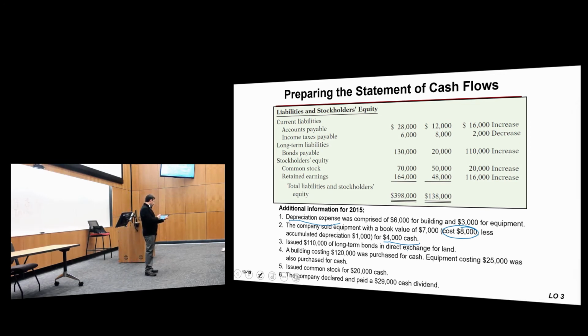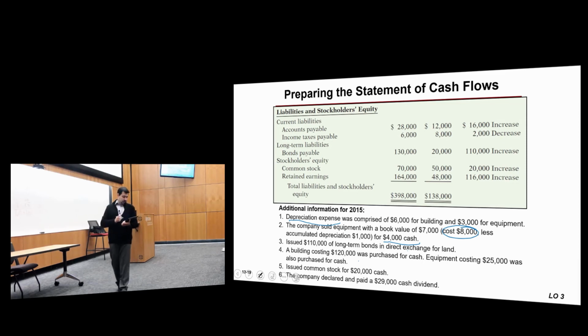Later on, you have, for example, a building costing $120,000 that was purchased for cash. The company invested in a building. The company paid cash $120,000. Here, we don't really care about depreciation. The company paid that amount, that's cash outflow. Here, equipment costing $45,000 was purchased. This is another investment. Again, this is a cash outflow. Do we care about depreciation here? No, we don't. We're talking about cash. What cash came to the company? Where did it go? Period.